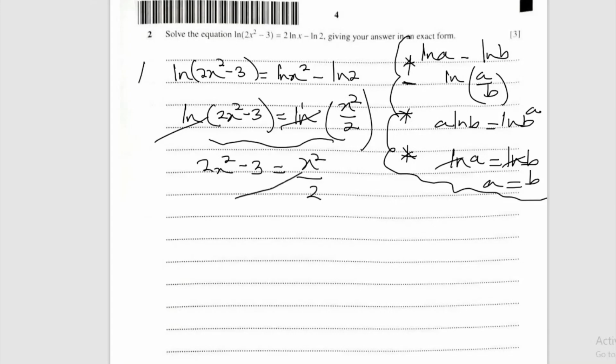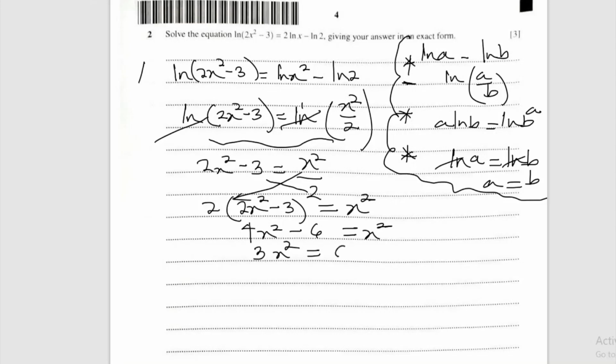So here we cross multiply. So 2 multiply (2x² − 3), x squared comes out alone. At the end of the day, when you put the bracket, we have 4x² − 6 equal to x². We rearrange. We have 3x² equal to 6.